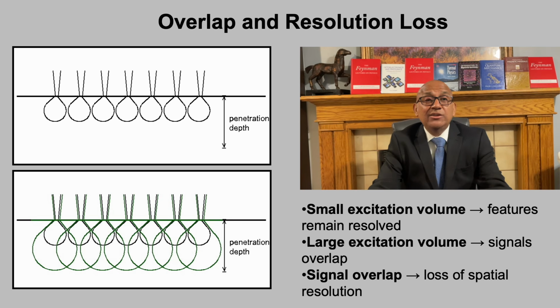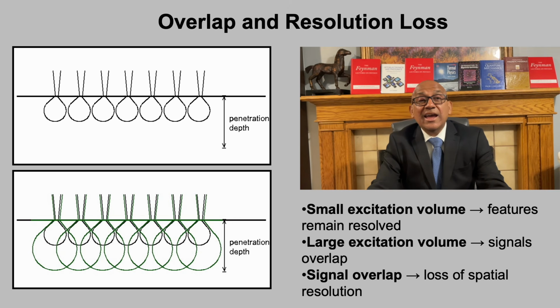This slide explains why interaction volume is the fundamental limiter of resolution in SEM. When the excitation volume is small, each feature on the surface produces its own localized signal. As a result, closely spaced features remain distinguishable and fine details are clearly resolved. As the interaction volume grows, signals are generated from a larger region beneath the surface.